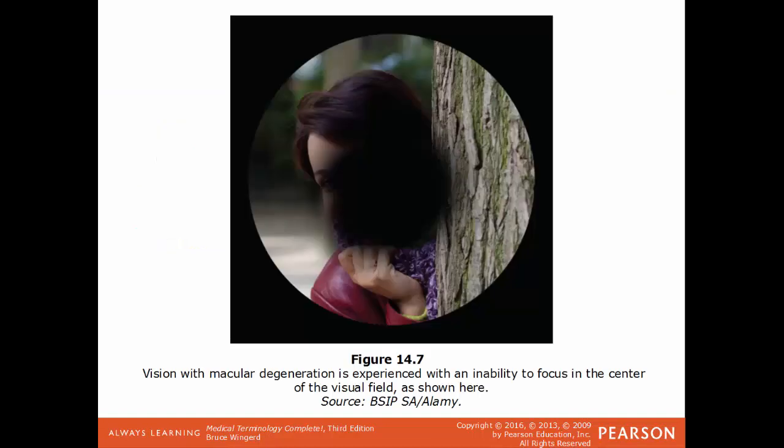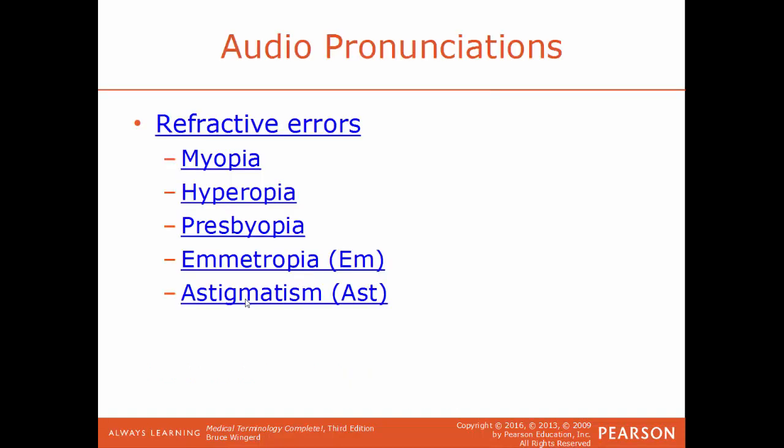So going back to the sample image we had before, if someone were to have macular degeneration, this is what they would see. The center of their field of vision, because the macula is breaking down, is becoming deteriorated. So as the condition gets worse, this blind spot will get larger and larger. And eventually it will fill up this whole field of vision and the person will be completely blind. Next we'll talk about some refractive errors when it comes to vision.